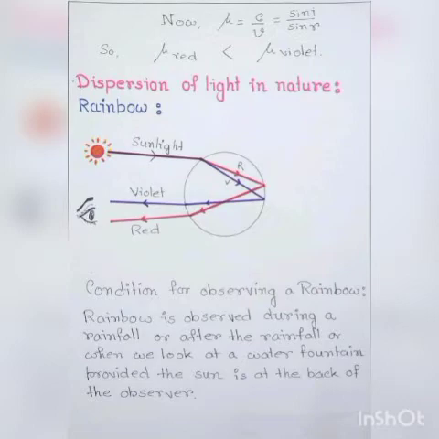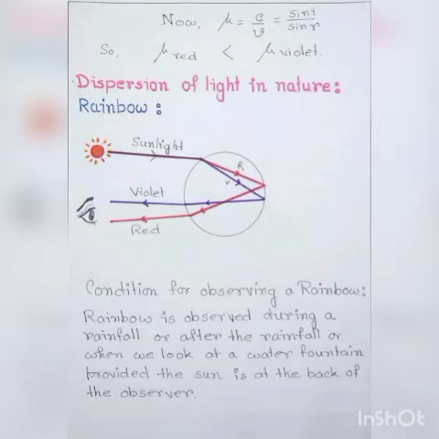Now let us discuss some practical examples of dispersion of light in nature. Rainbow is the most interesting example of dispersion of light. When sunlight falls on a water droplet suspended in air, the sunlight is refracted through the water droplet, and the refracted sunlight splits into its constituent colors. These water droplets suspended in air behave as a glass prism, and the red color deviates the least and the violet color deviates the most.